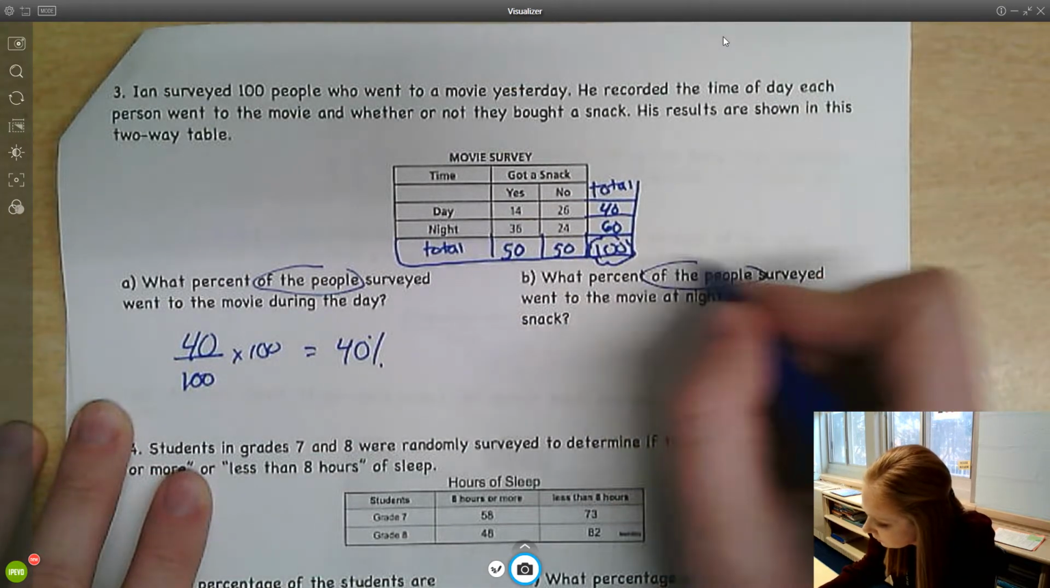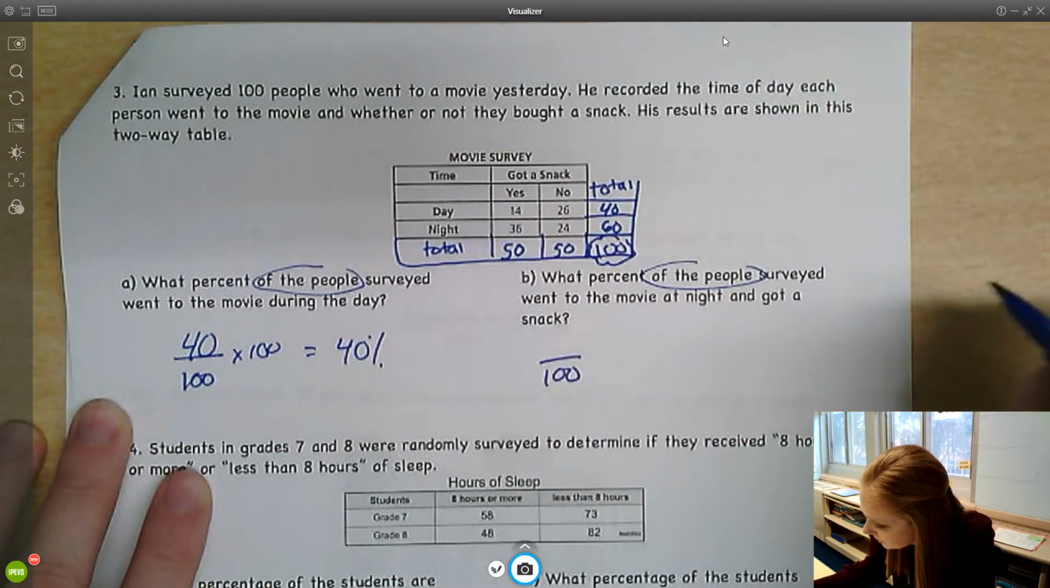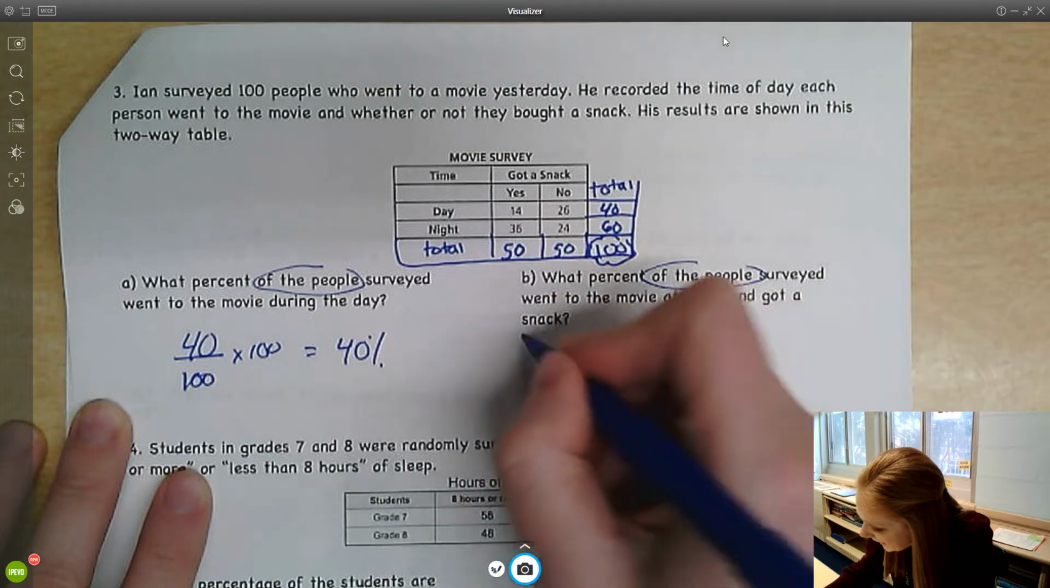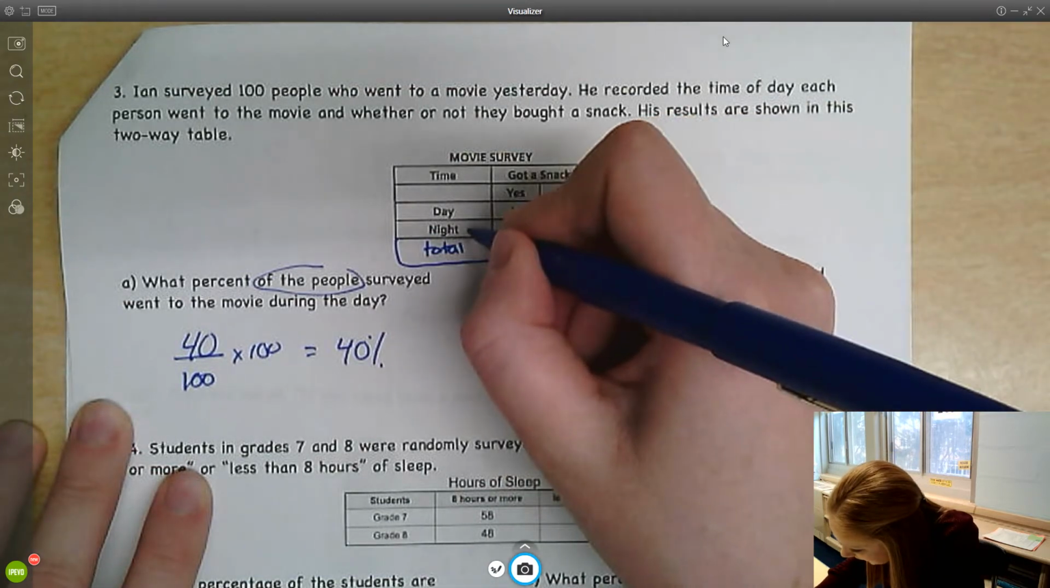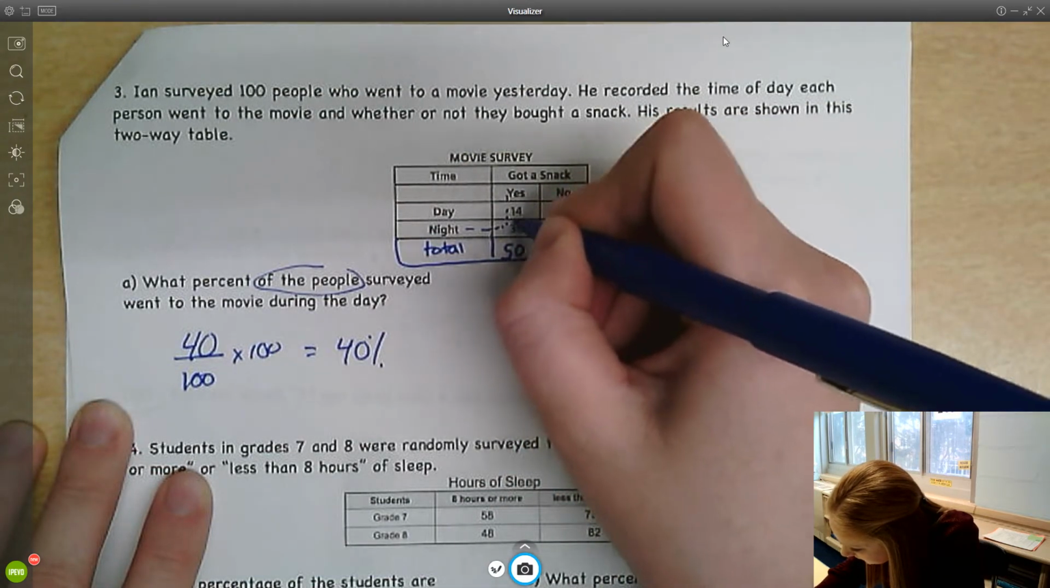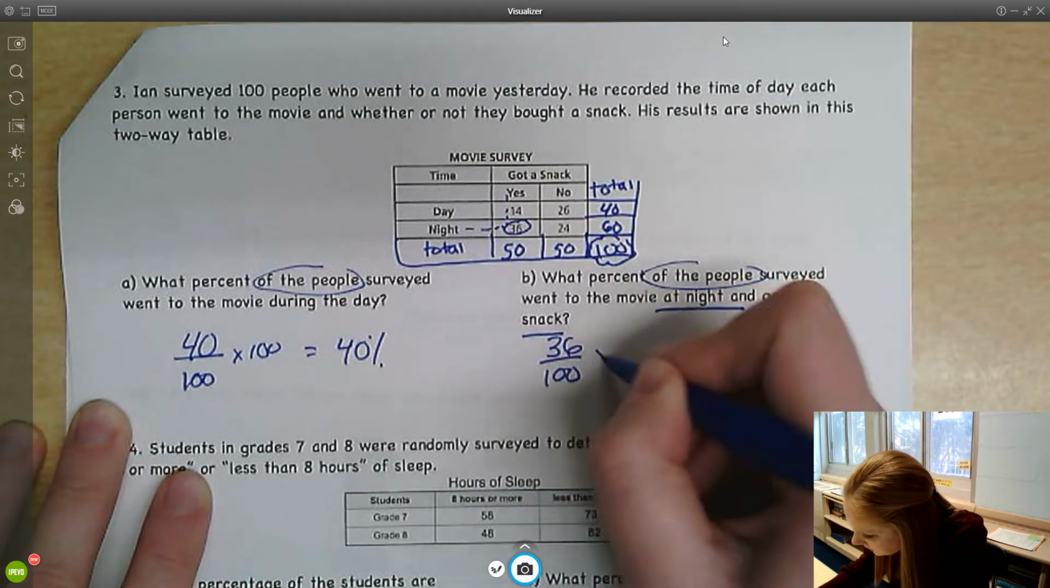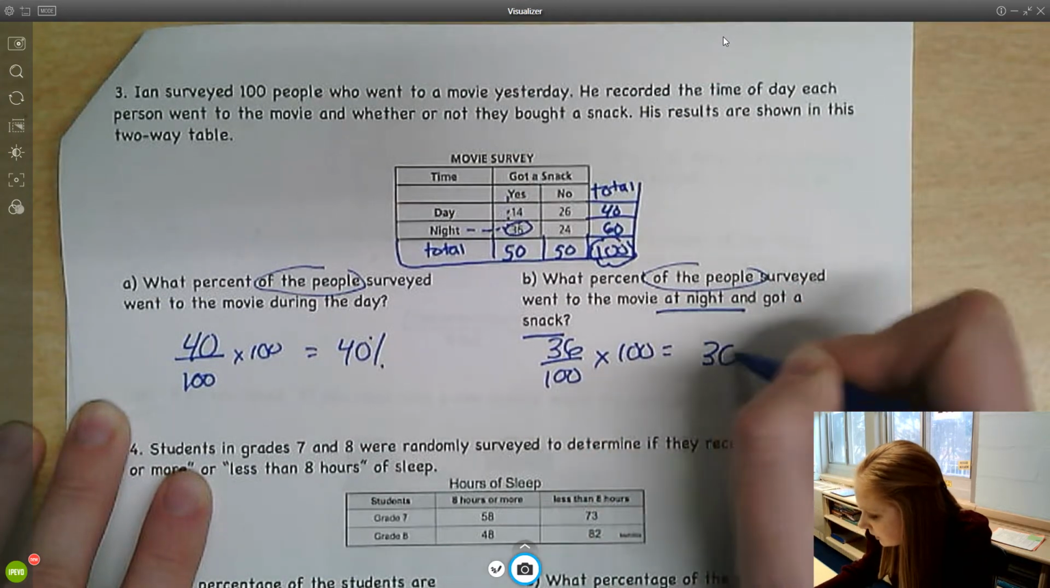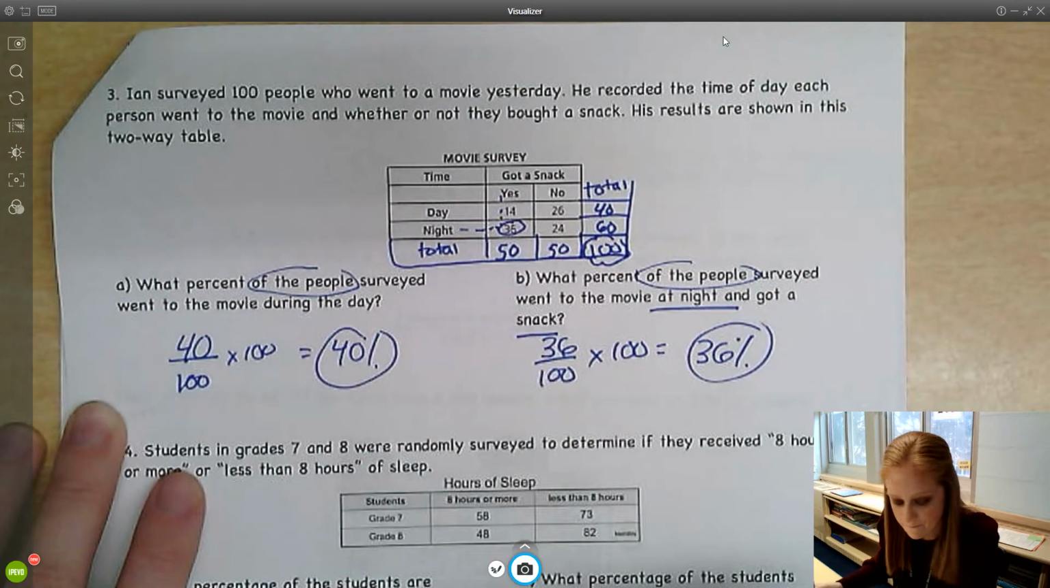Which percent of the people, so of the total 100 people, went to the movie at night and got a snack? So let's see, at night, and yes, they got a snack. That's our 36. So 36%.